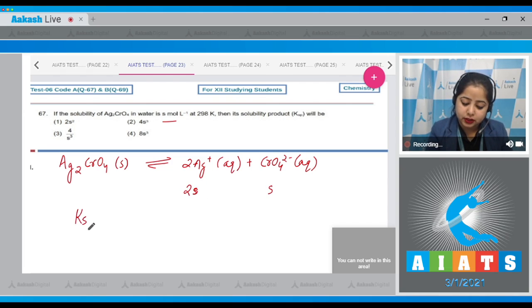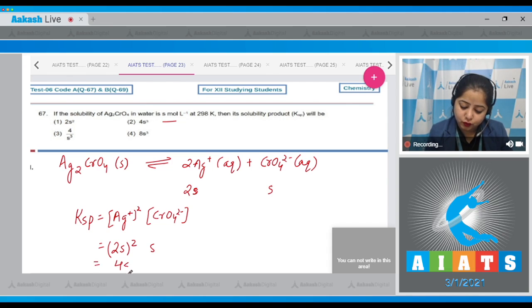So let's calculate Ksp, which is equal to the concentration of Ag+ raised to the power 2 and the concentration of CrO4 2-, which is equal to (2S) square times S, which is equal to 4S cube. That means the correct answer is option number 2.